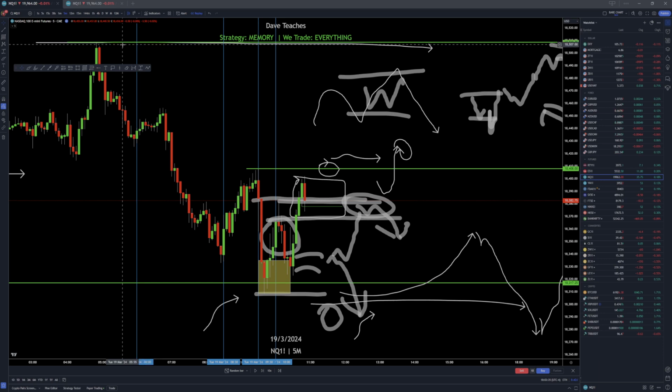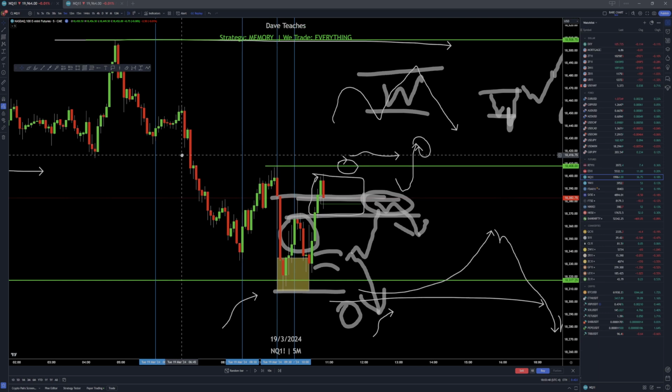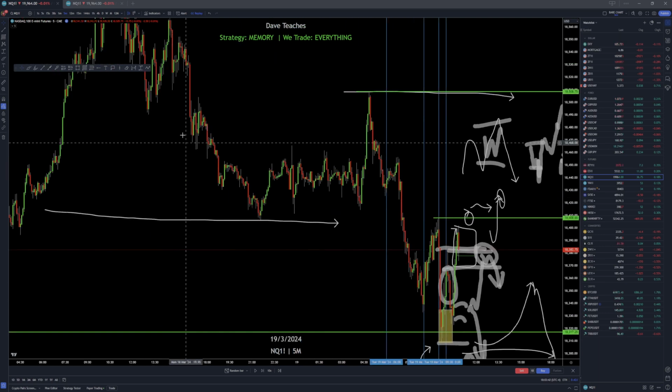And that could be after the 4 hour high is taken, or just before it, because the 4 hour has a wick in it. Let me just put the wick here for you guys.